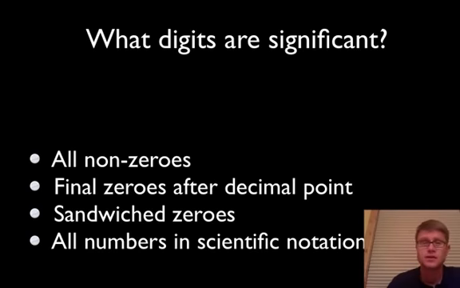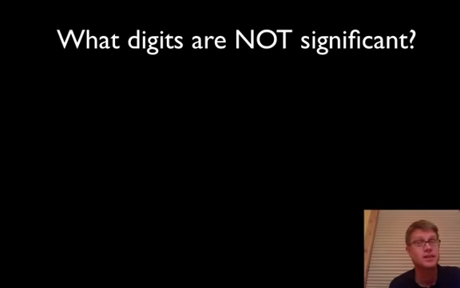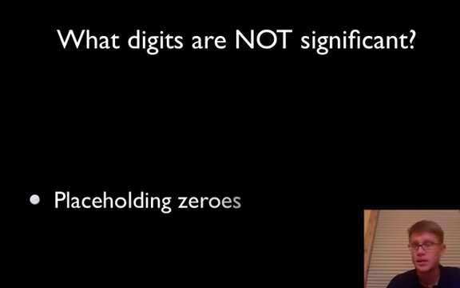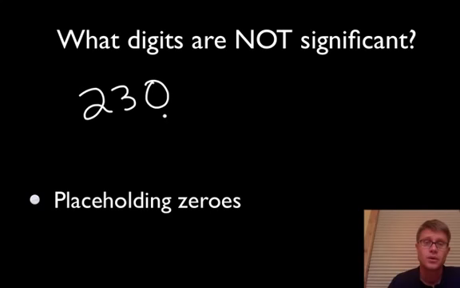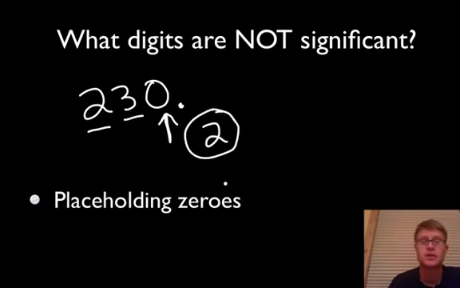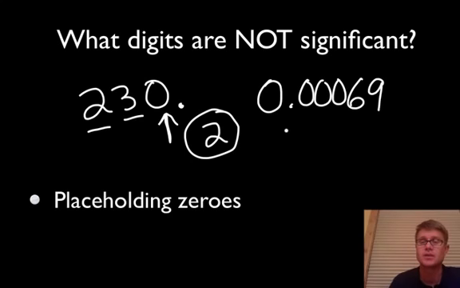All right, then let's go to the next page. What actually is not significant? What numbers aren't going to be significant? Well, there's only one group of numbers that aren't, and those are placeholding zeros. An example of that, let's say you had 230. Well, the 2 is significant, so is the 3, but this 0 right here is just spacing the numbers 2 and 3 from the decimal place, so it's a placeholder. So we would say that's not significant, and the number only has 2. Or if we take a number like 0.00069, how many significant digits are there?